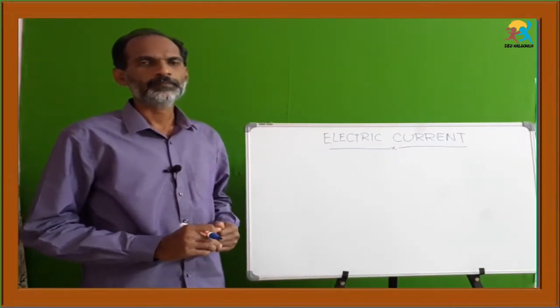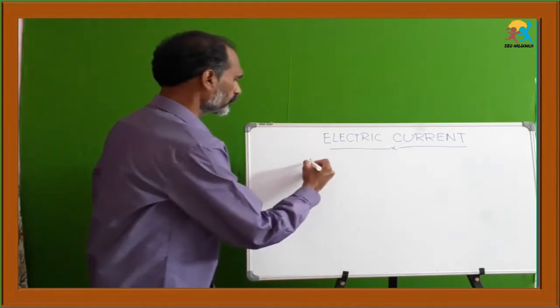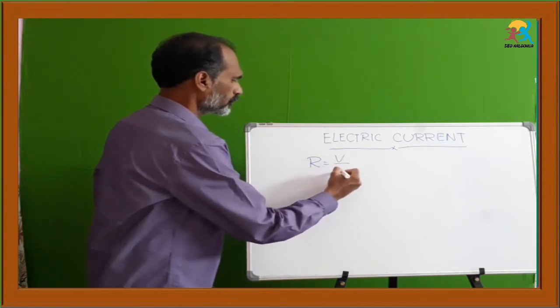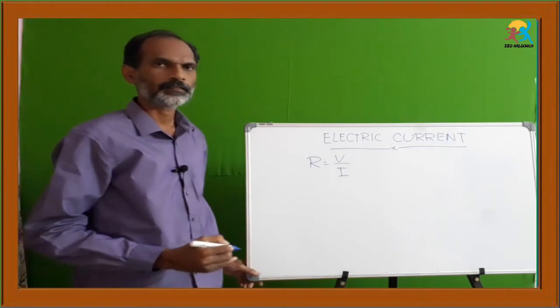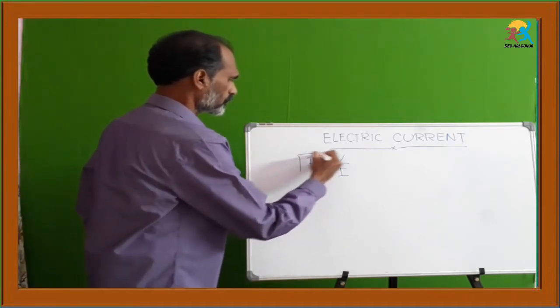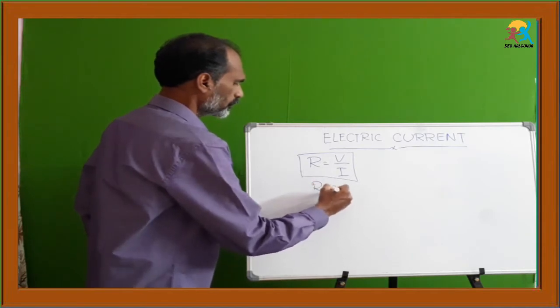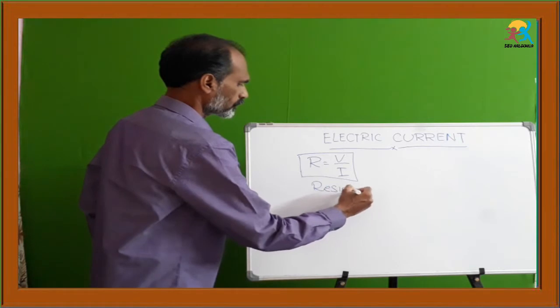Yesterday we discussed Ohm's law. According to Ohm's law, R equals V by I. Here V is the potential difference or voltage, I is the electric current, and R is resistance. We haven't discussed resistance yet, so today we will try to understand resistance.